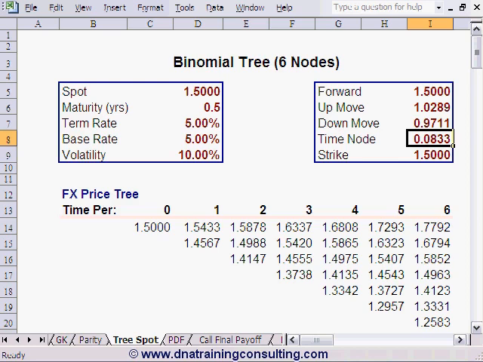As you click your way through the formulas of the tree, you should take note of the following. First, note that this cell here, I8, measures the length of each interval, not the total tenor of the option. The total tenor of the option, of course, is input in cell D6. The point at which one of these intervals finishes and the next one starts will be referred to as a node.